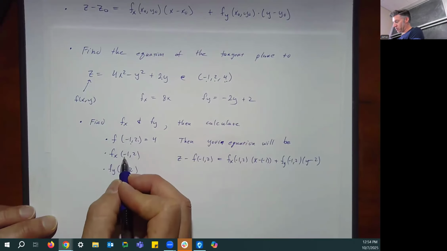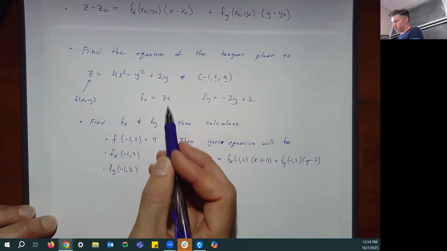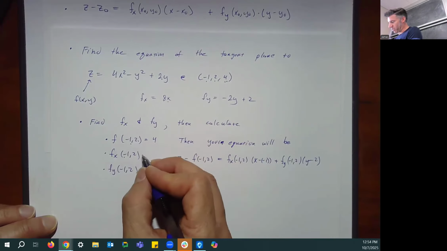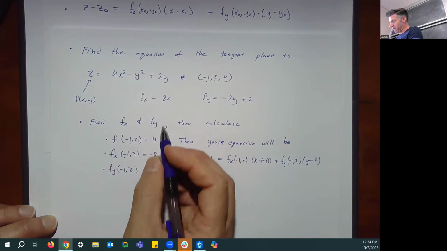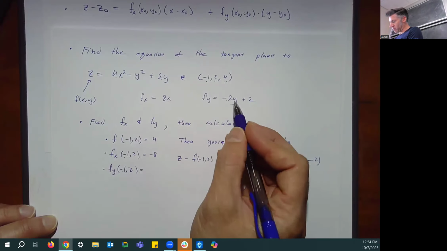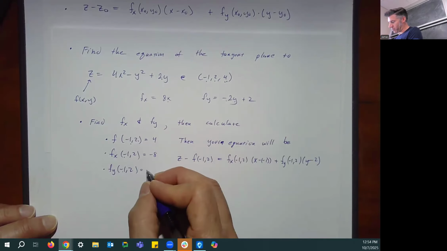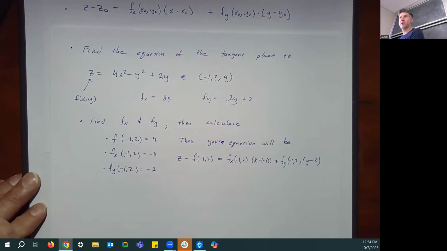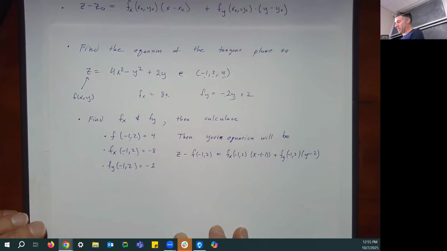Fx at negative 1, 2, well, if I plug in negative 1 for x, and there are no y's there, we're going to get negative 8. My fy evaluated at negative 1 comma 2 is going to be negative 2 times 2 plus 2, which is negative 4 plus 2, which is negative 2. So those are all the building blocks we need.